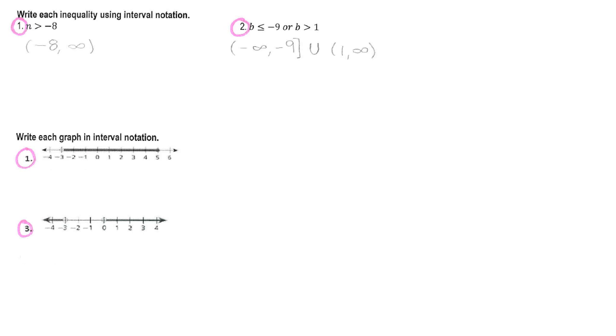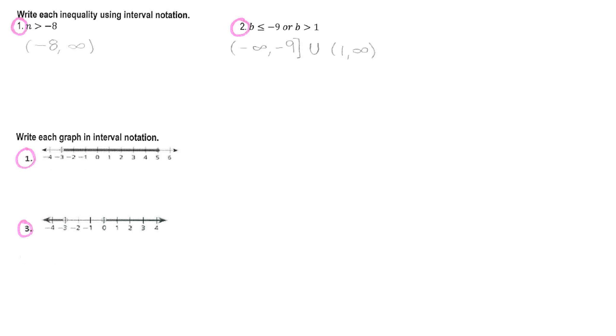So you have some more examples that you're going to try on your own, and you can check your answers online later this evening. The next section is writing each graph in interval notation. So this time we're taking the graphs and we are writing them in interval notation.